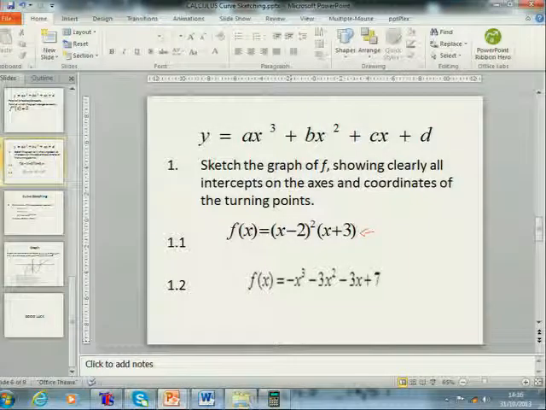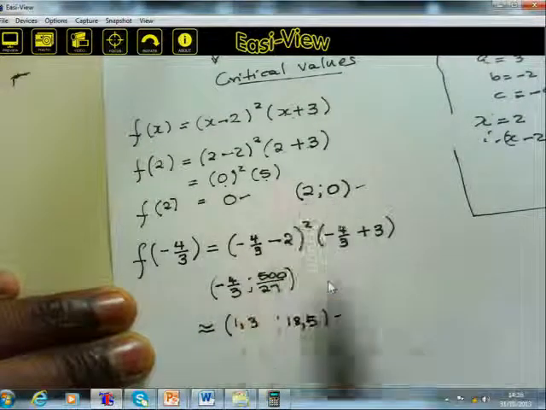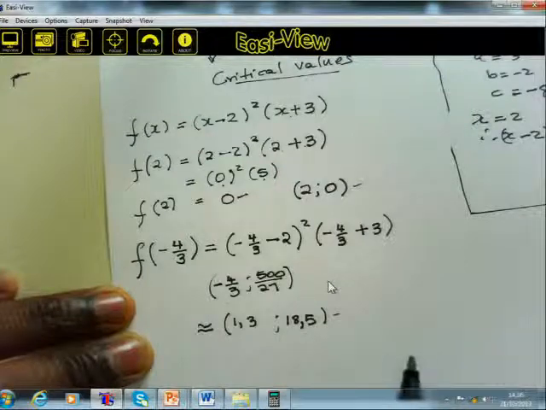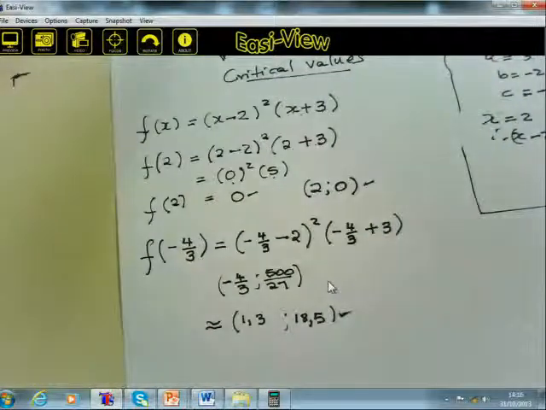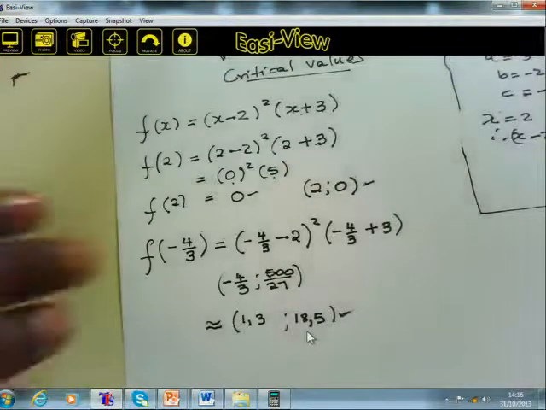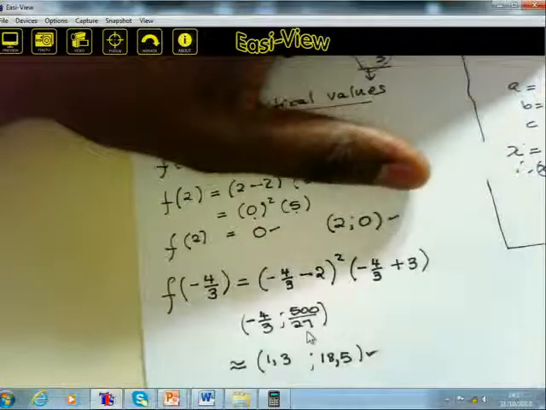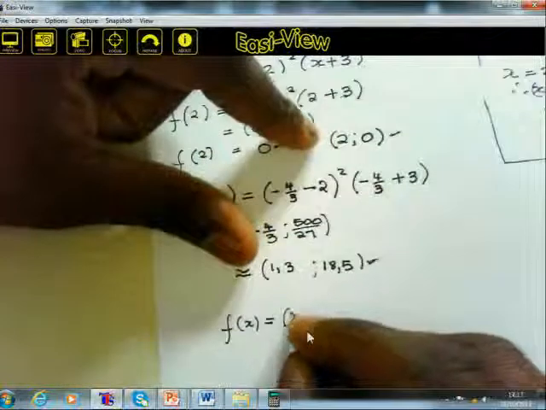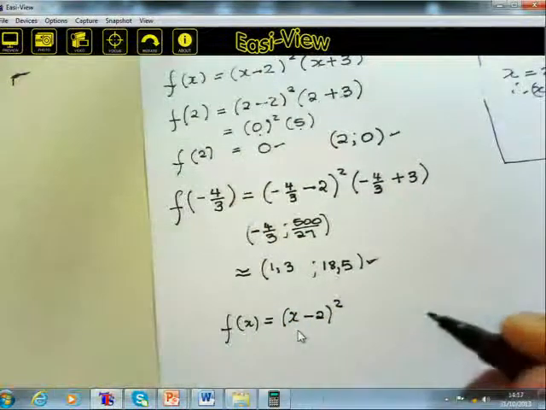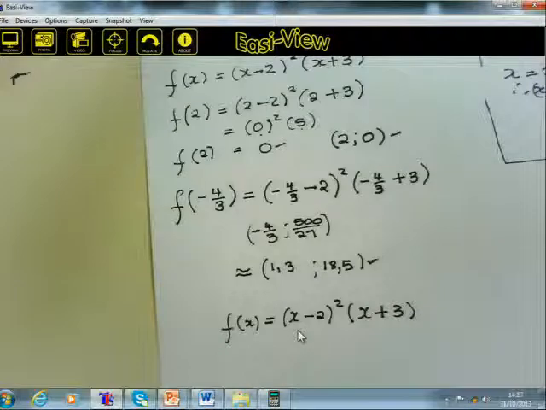Right, now let's go back to our screen. There it is. Now 2 and 0, negative 1 over 3 and 18,5. Is that fine? Yes, 18,5. We're going to use this and this. Now here comes an interesting part, sketching the curve. Remember, when we sketch the curve, check what the equation was. The equation, remember, is f of x is equal to x minus 2 squared into x plus 3. Okay, so this is it.